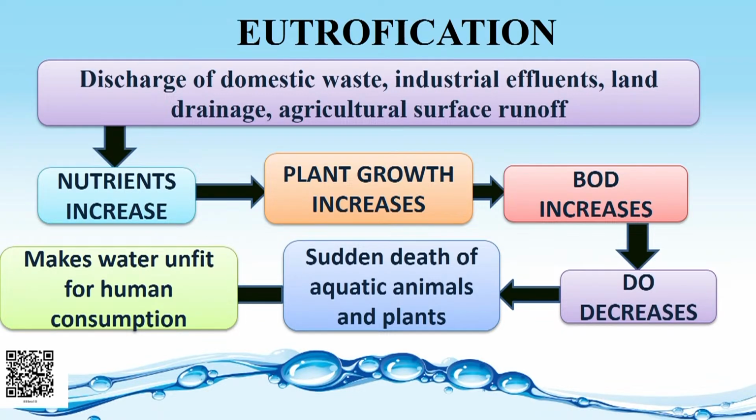So, that is a cause of sudden death of aquatic animals and plants and makes water unfit for human consumption. Phytoplankton and algae impart a green color to the water, which is known as the water bloom or algal bloom phase. So, this is the algal bloom or water hyacinth you find in these water bodies, and the water is not fit for human use or animals.